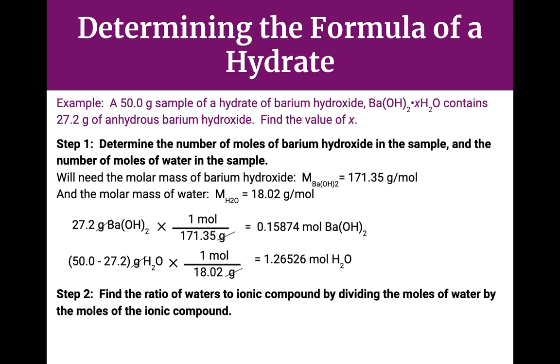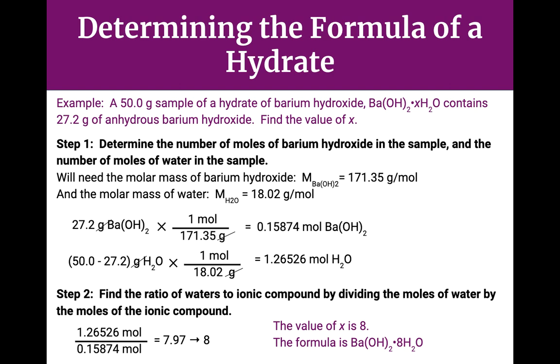So we're going to find that ratio by dividing the moles of water by the moles of ionic compound. And when we do that, we get 7.97. And just like with empirical formulas, you want to be fairly close to a whole number. And so this is close enough to 8. So this tells us that X in that hydrate was 8. So the formula is BaOH2 and then that dot 8H2O, and that would be called barium hydroxide octahydrate.